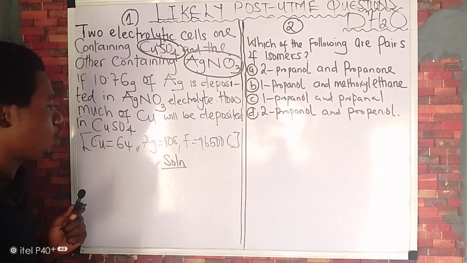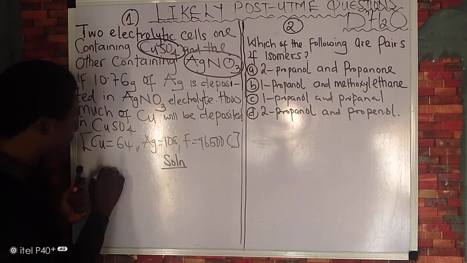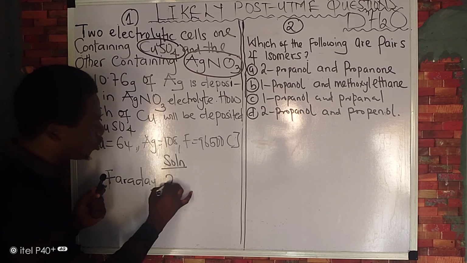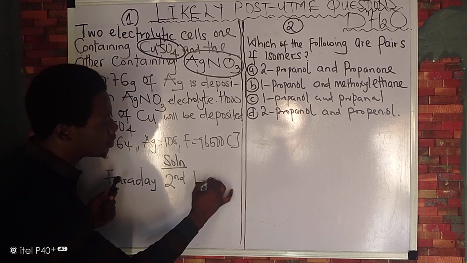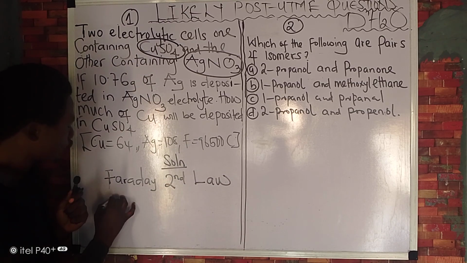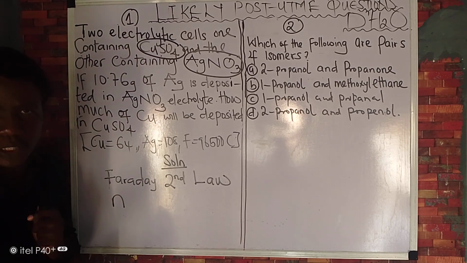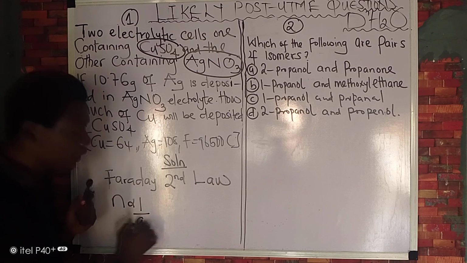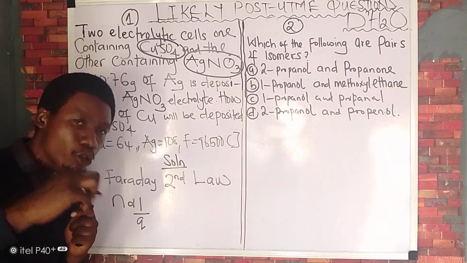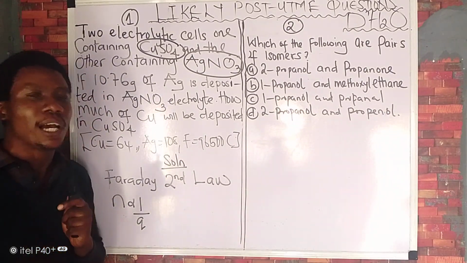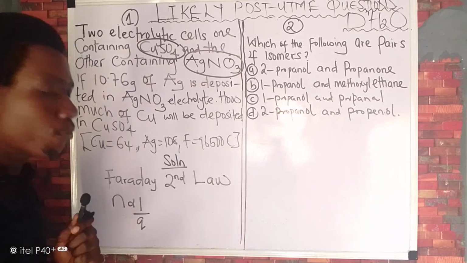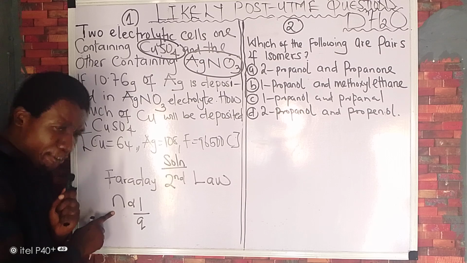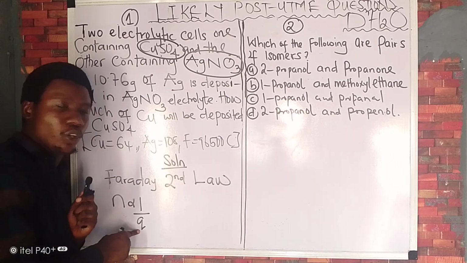So what are we talking about? According to Faraday's second law of electrolysis, the number of moles that is deposited is inversely proportional to the charge. The charge here is talking about the oxidation state of the element, or the amount of electrons that it transferred for the atom to be deposited. So the number of moles is inversely proportional to the charge, which is the oxidation state.